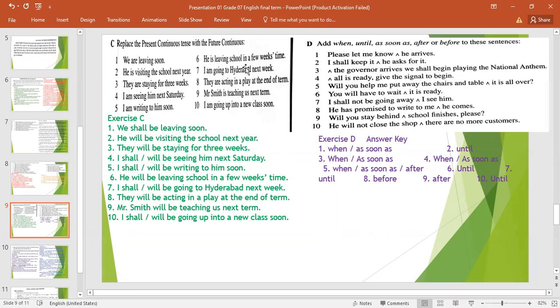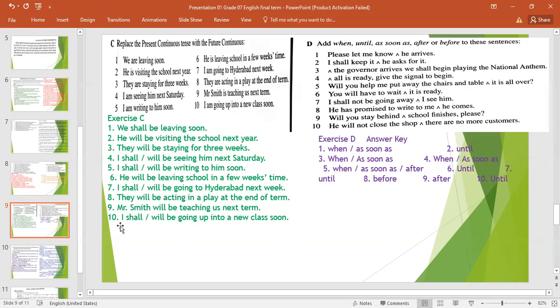Number 6, he's leaving school in a few weeks' time. Number 6, he will be leaving school in a few weeks' time. Number 7, I'm going to Hyderabad next week. I shall be or I will be going to Hyderabad next week. Number 8, they are acting in a play at the end of term. They will be acting. This is future continuous tense, dear students. They will be acting in a play at the end of the term.